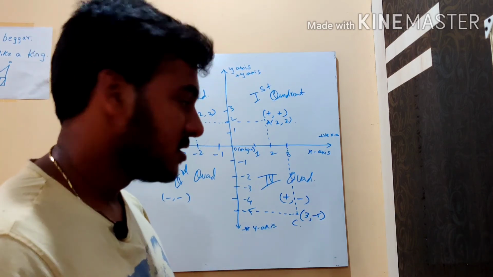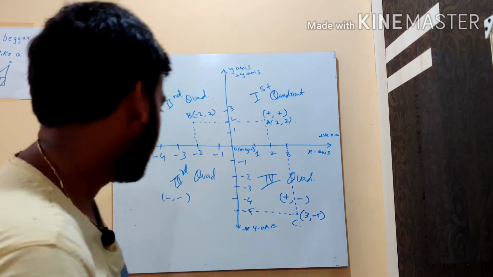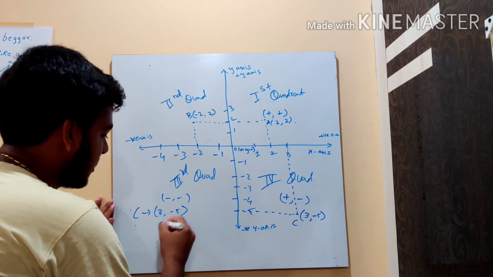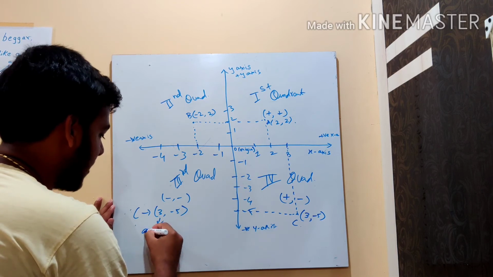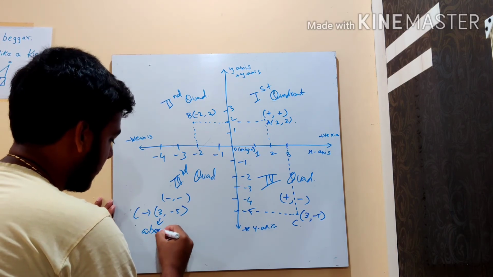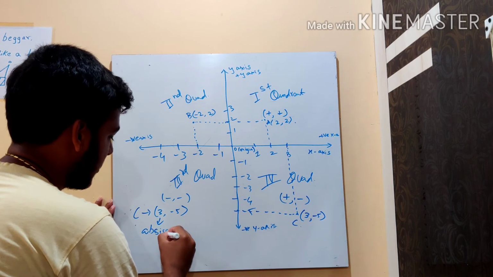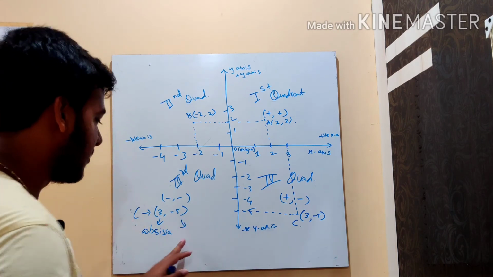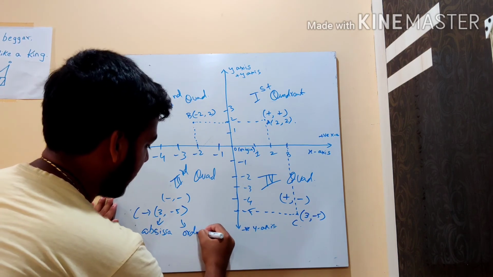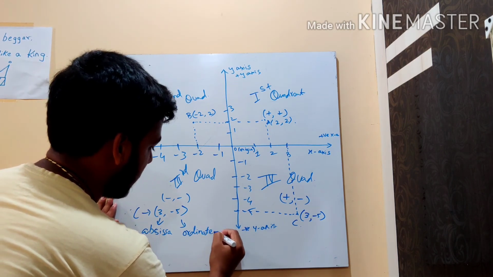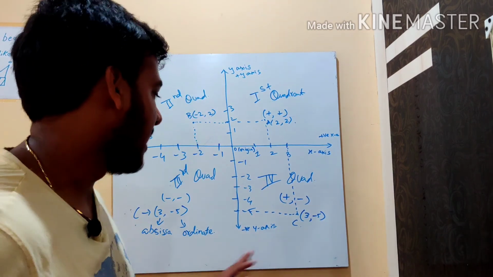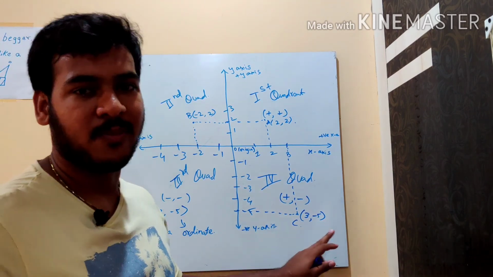and these are called the coordinates of C. So the coordinates of C are (3, -5). The x coordinate is called the abscissa, and the y coordinate is called the ordinate. So the abscissa of point C is 3 and the ordinate of point C is minus 5.